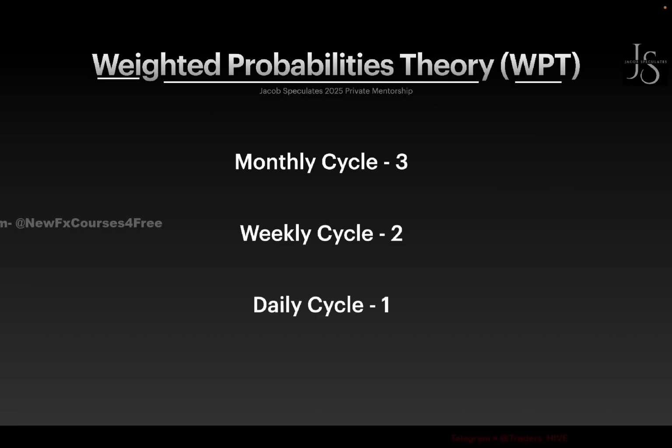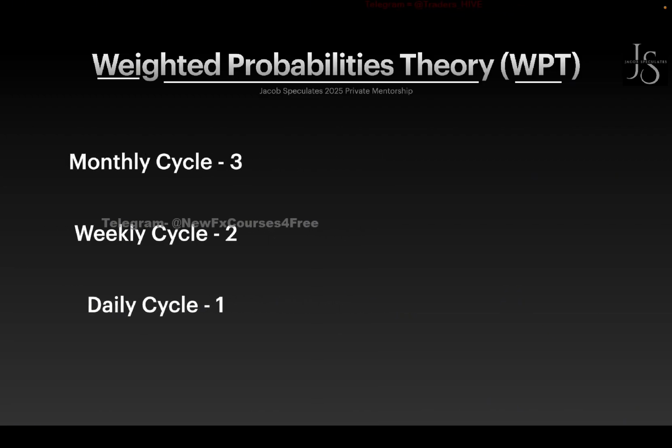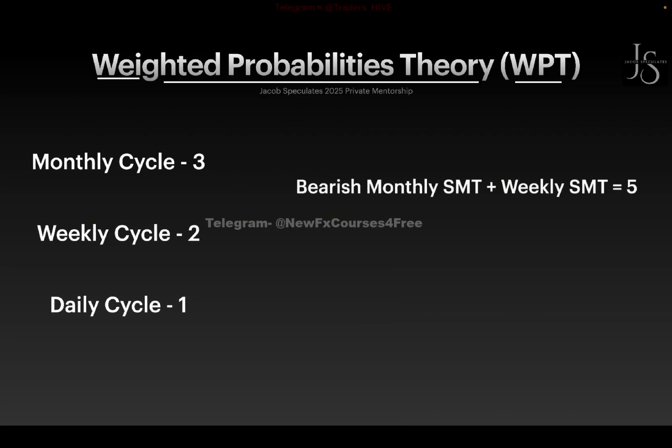So if we categorize the cycles that we use as our narrative time frame, our higher time frame, and our lower time frame, we can categorize that into numbers via strength. The monthly cycle would be the strongest, the weekly cycle would be in the middle, and the daily cycle would be the weakest. So monthly cycle would be equivalent to 3, weekly cycle would be equivalent to 2, and daily cycle would be equivalent to 1. So if a bearish monthly SMT and a weekly SMT formed at the same time, being a 2-stage SMT, then that would be equivalent to 5.